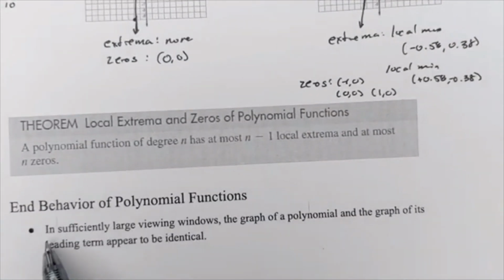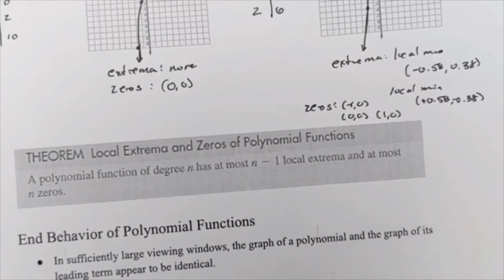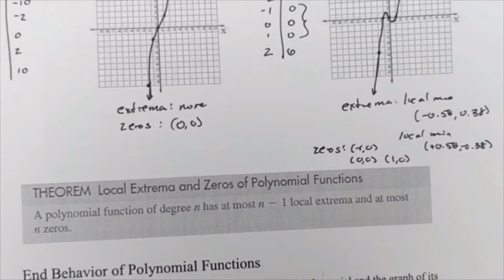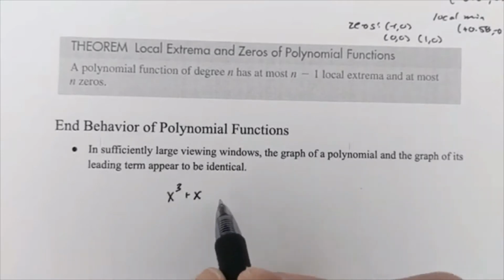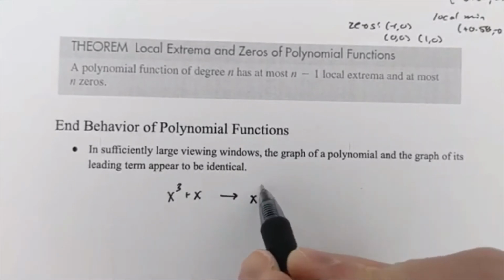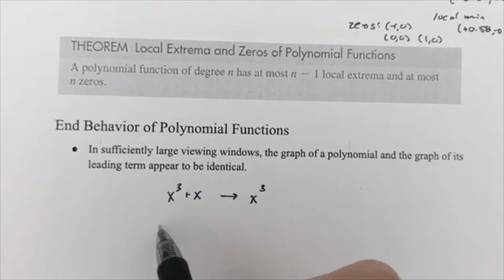So end behavior: in sufficiently large viewing windows, the graph of a polynomial and the graph of its leading term appear to be identical. So what that means is, if I take, for example, my guys here, x cubed plus x, if x gets really, really big, this graph essentially just looks like x cubed. And the same thing's true for the other one.